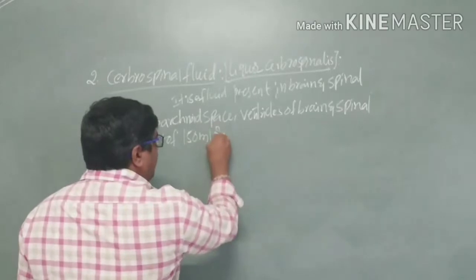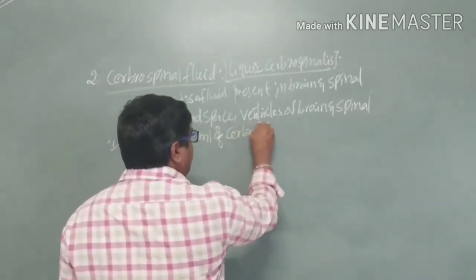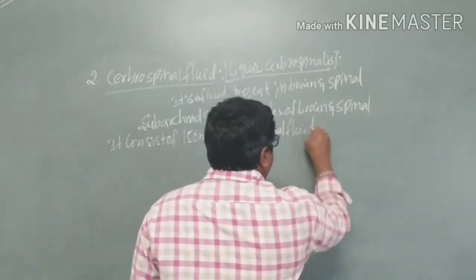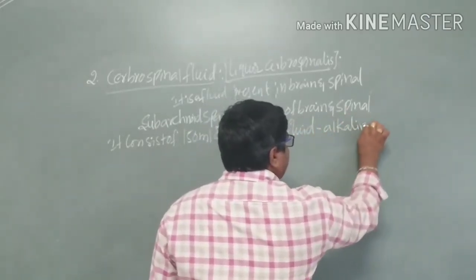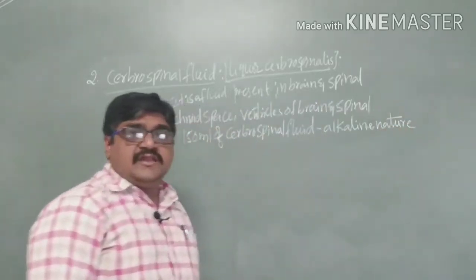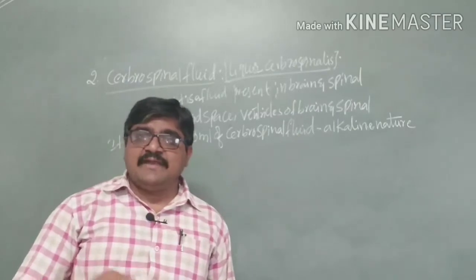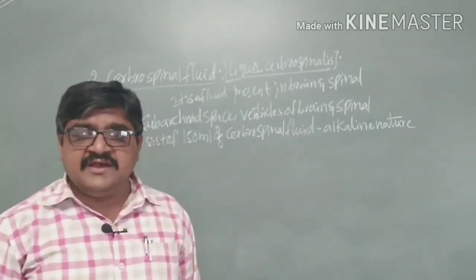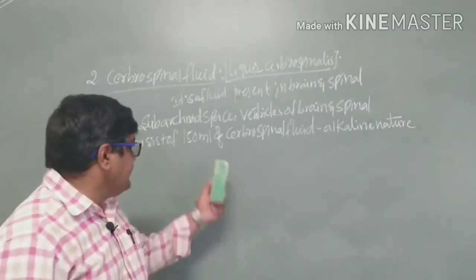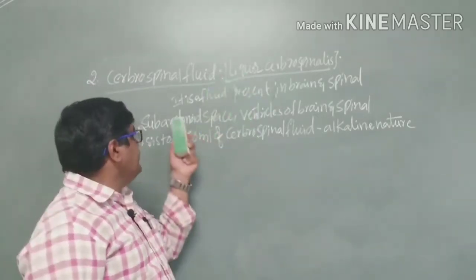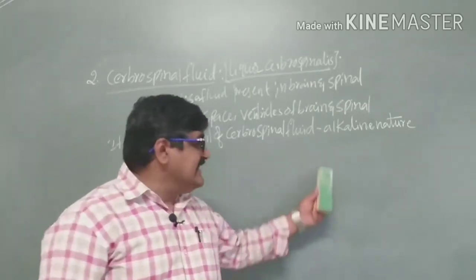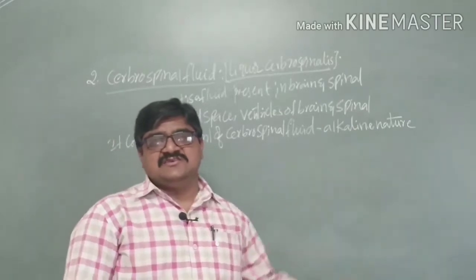It consists of 150 ml of cerebrospinal fluid, which is alkaline in nature. This 150 ml of cerebrospinal fluid is present in the brain as well as the cavities in the subarachnoid space, the ventricles of the brain and the spinal cord, and it is alkaline in nature.